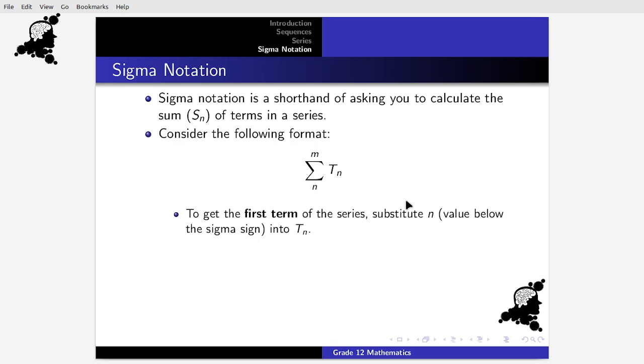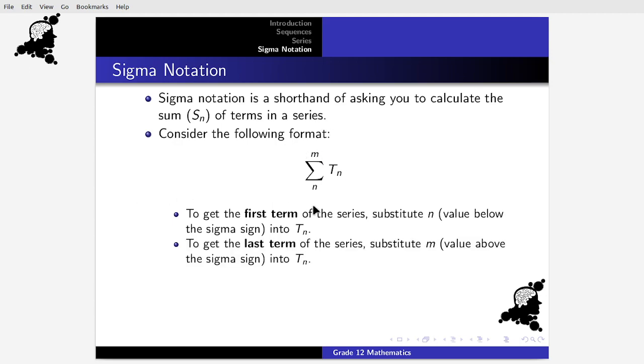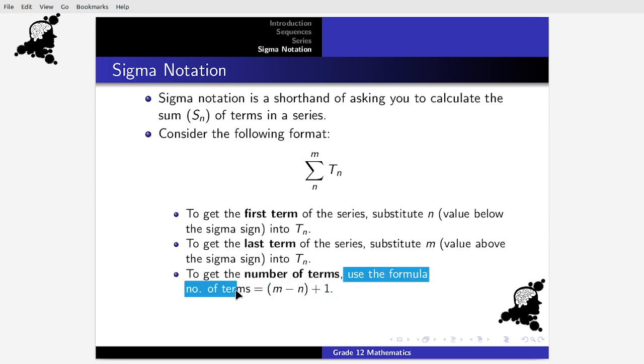Now, to get the first term of the series, we need to substitute the value of n into this expression here. I'll show you an example just now. To get the last term, we need to substitute the top value into the expression Tn. To get the number of terms, we always say top minus bottom plus 1. Keep this formula in mind. Please take note of this because it is quite important.